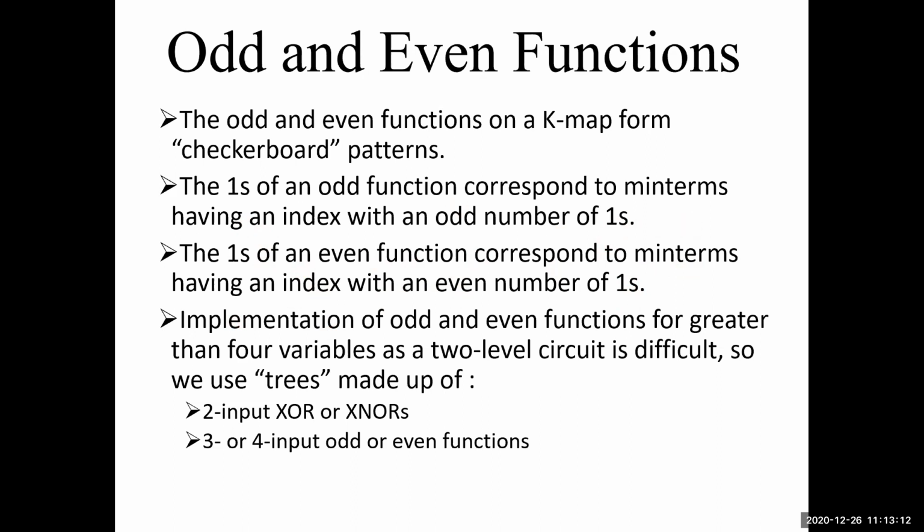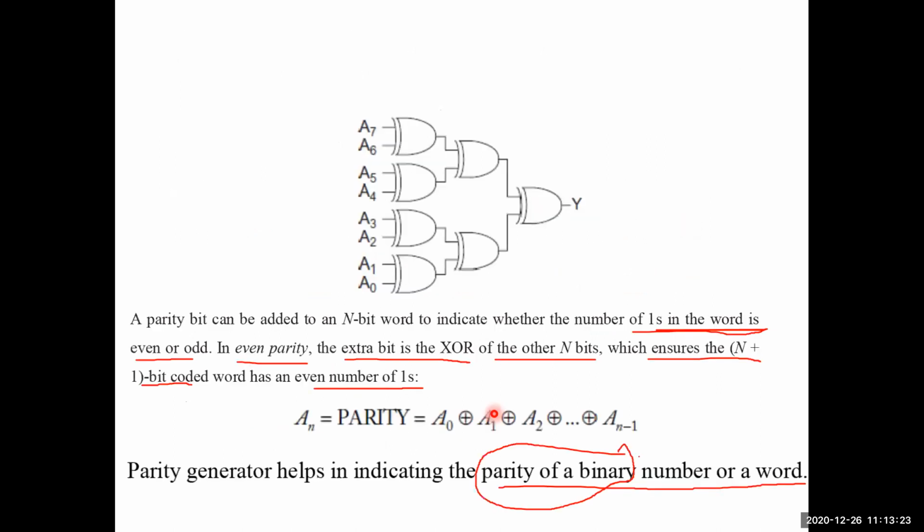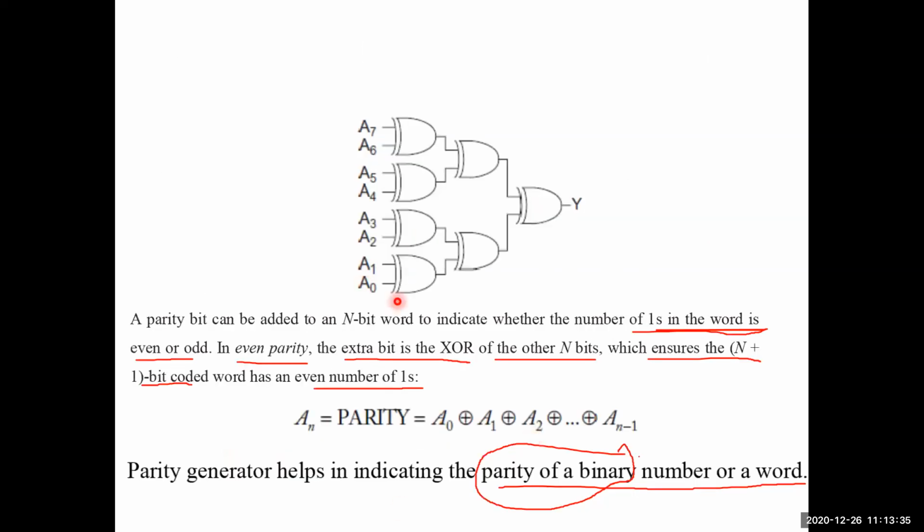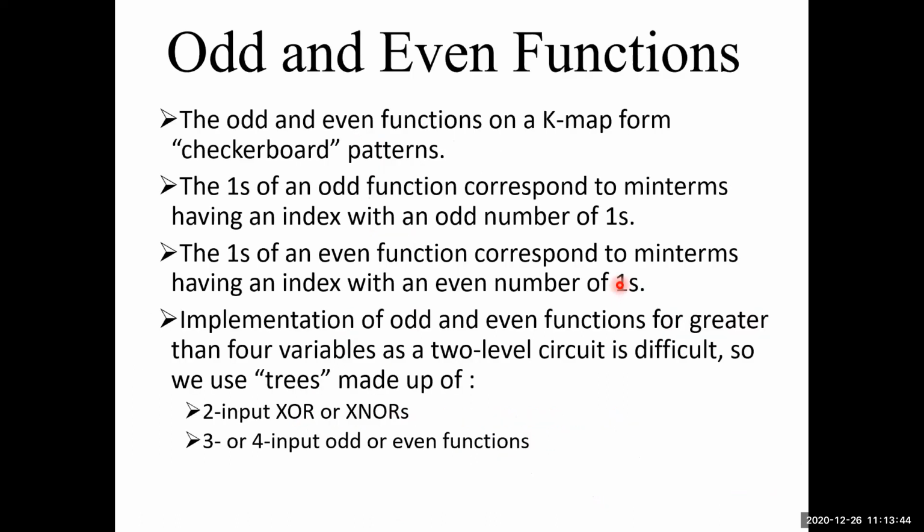For the implementation of this odd or even function with greater than 4 variables, it can be done with the help of trees formed using XOR and XNOR gates. This is called a tree formation. With the help of XOR and XNOR gates, it is done in order to find out whether it's a 3-input number or a 4-input number. Depending upon the n-bit number, this tree will increase. The XOR tree goes on increasing.